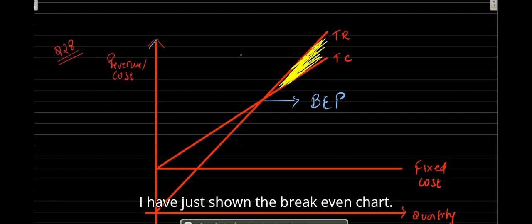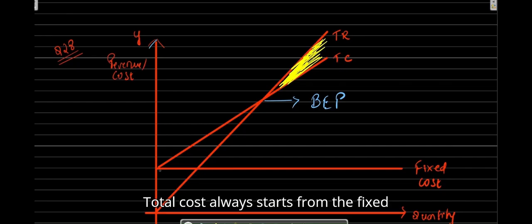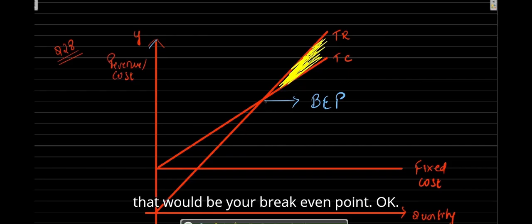I've just shown the break-even chart. How does it look? If you can see my chart over here, this is my fixed cost. My y-axis represents revenue and cost. My x-axis represents quantity. This is my total cost. Total cost always starts from the fixed cost. Okay, and this is my total revenue. Always remember, wherever your TR and TC intersect each other, that would be your break-even point. Okay, so this point is the break-even point.